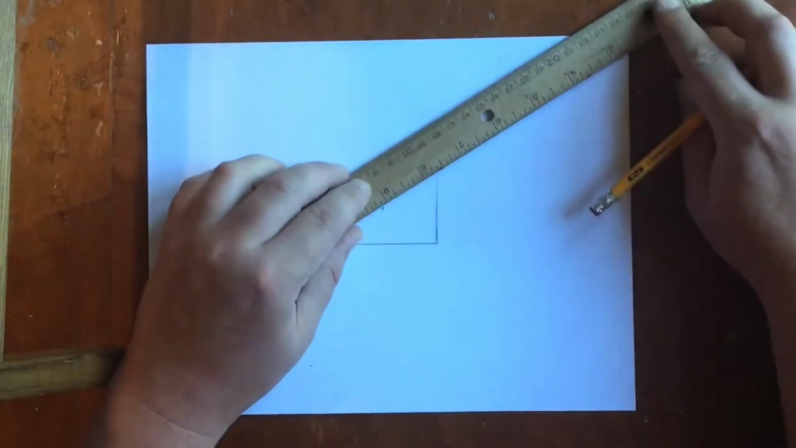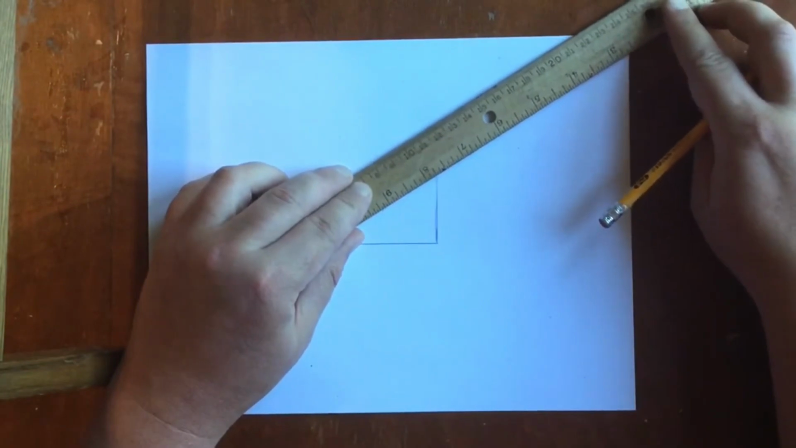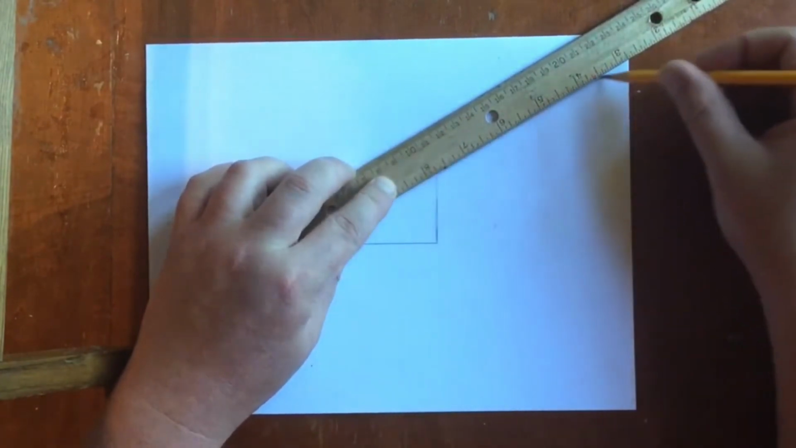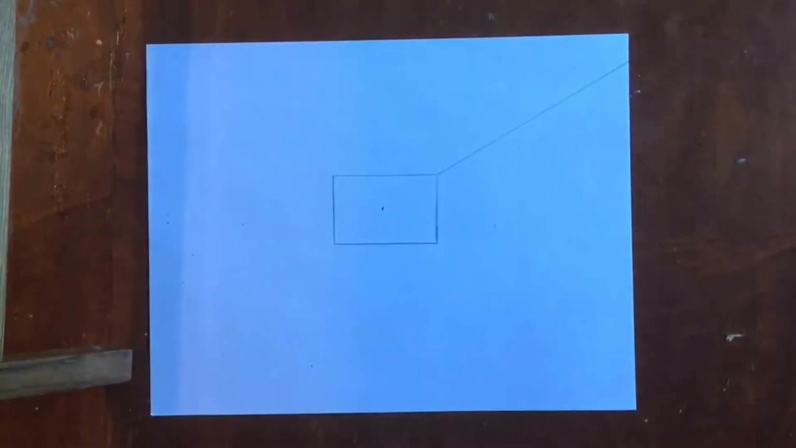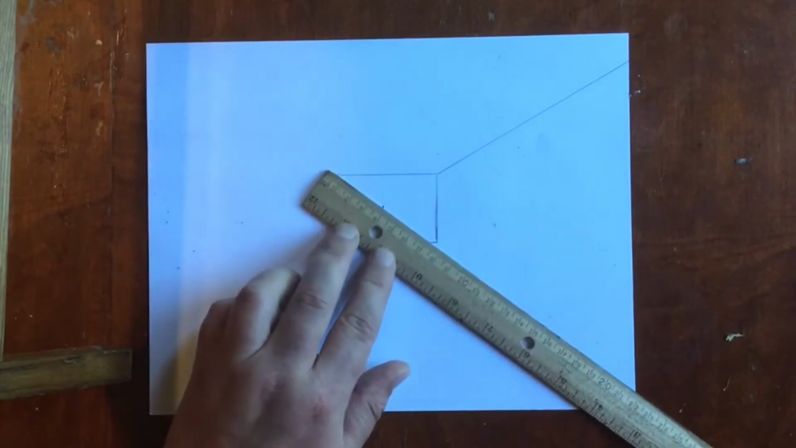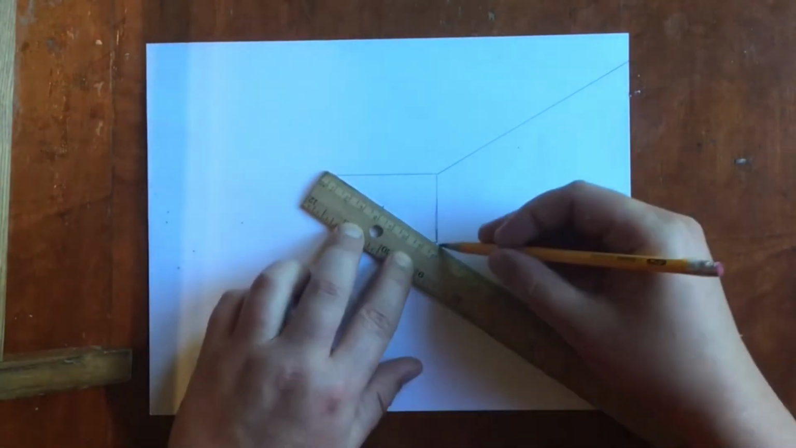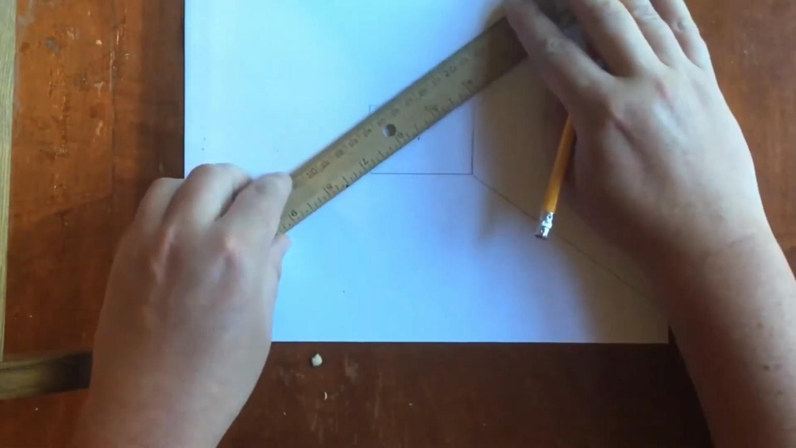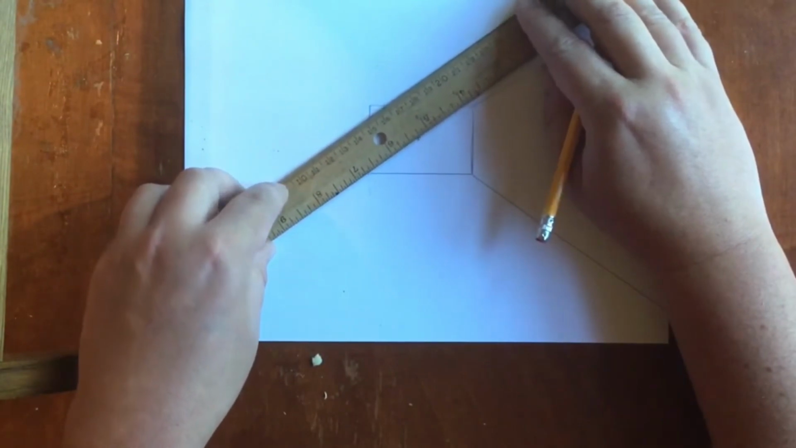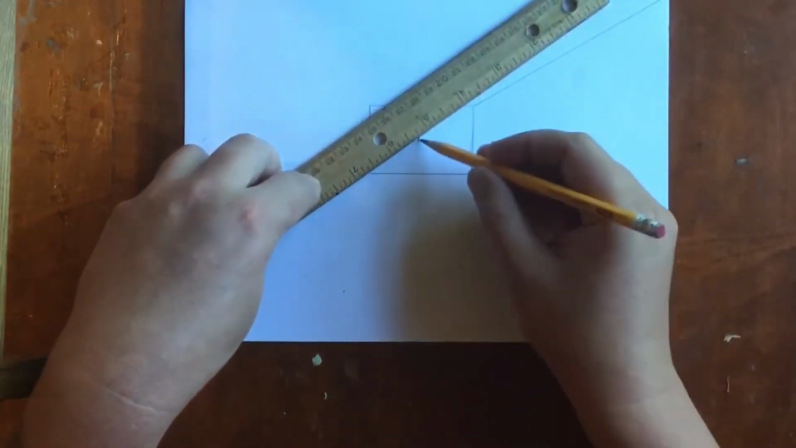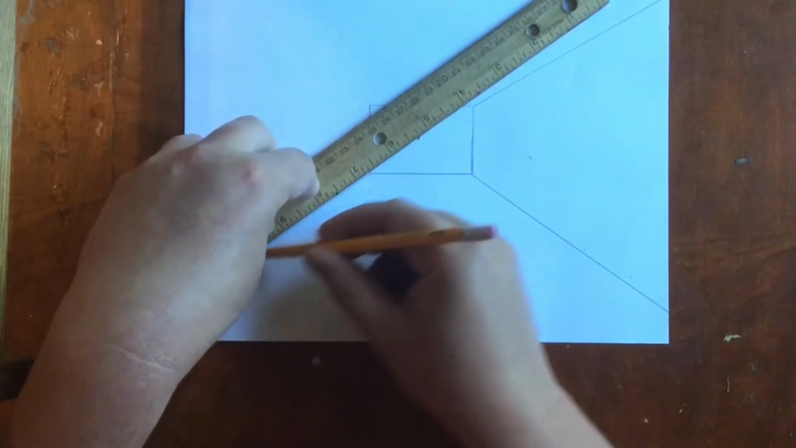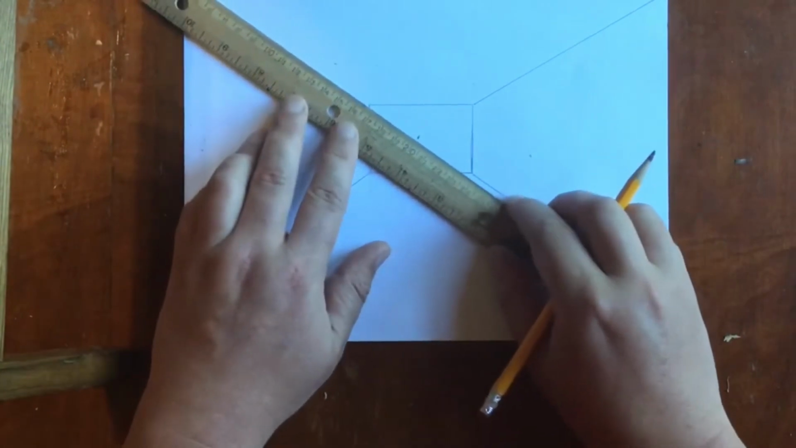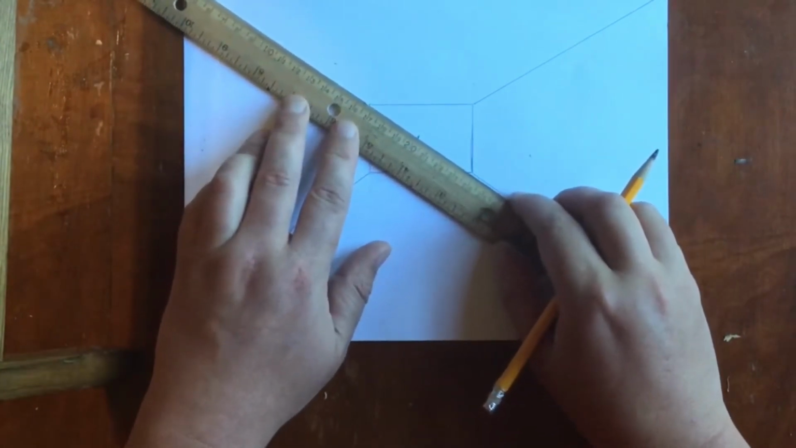Next, using a ruler, I'm going to line that up with the dot and the corner of the rectangle I drew in the middle, and I'm going to make a line from that corner of the rectangle all the way to the outside of the paper. I'm going to do that on each of the corners. Make sure that your ruler is touching the dot and the corner of the rectangle you drew, or else it just won't look right. So again, I am lining up my ruler with my vanishing point and the corner of the rectangle I drew, and then making a line from the corner of the rectangle I drew to the outside of the paper.